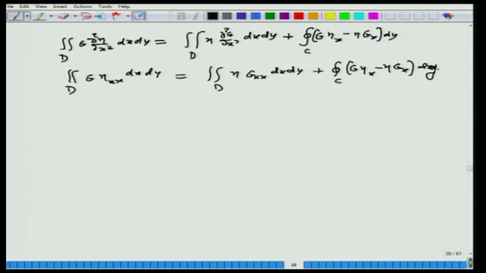So, here this x x, first we shift one derivative, we gain one minus sign, and then again we shift the x derivative, we get those x x derivatives on g, and eta becomes free. So, this is shifting of derivatives here, because two derivatives are being shifted, we get plus sign here, and on the boundary we get this term. So, that is the integration by parts formula for second order derivatives.